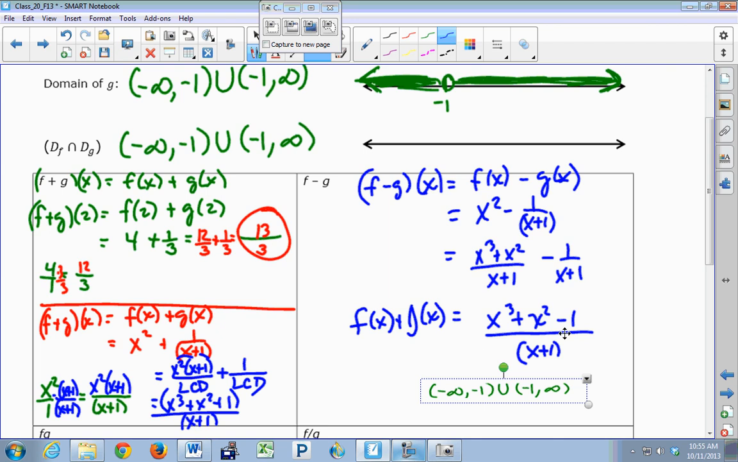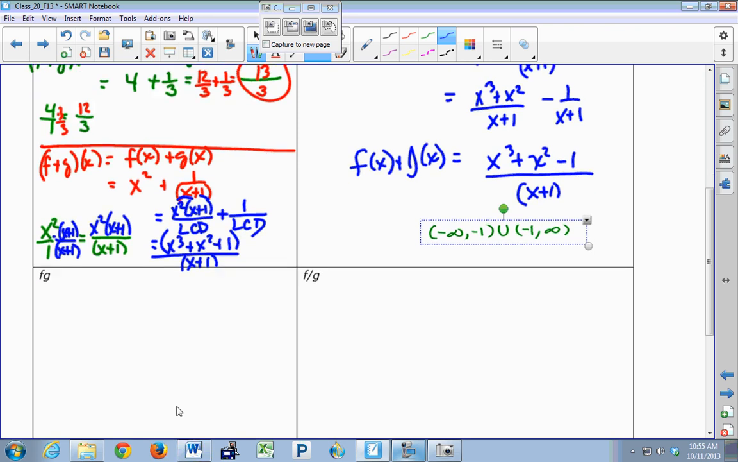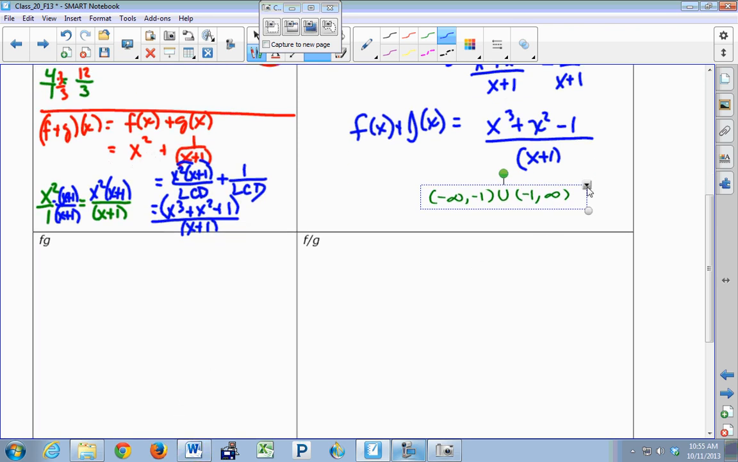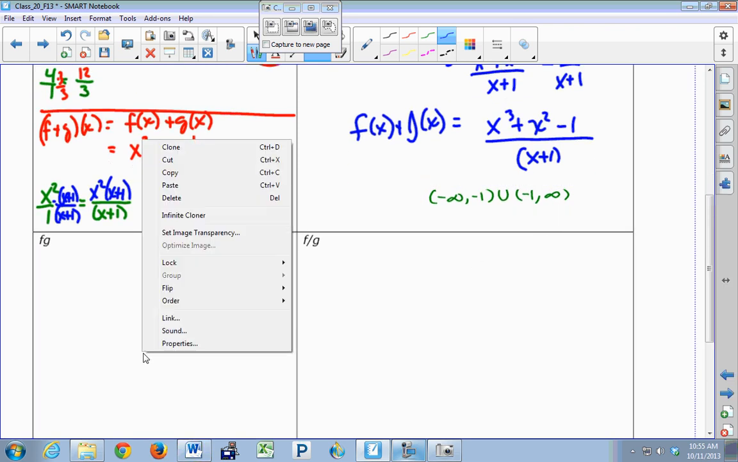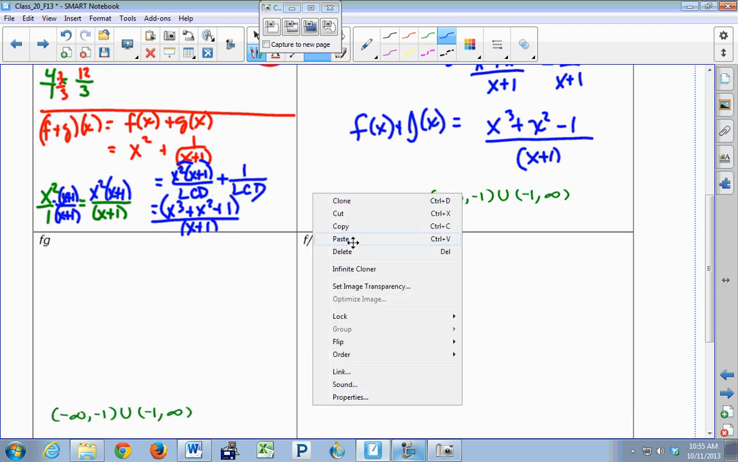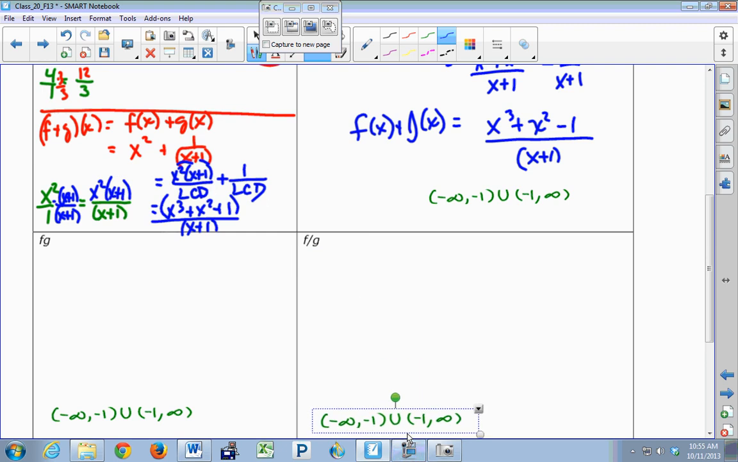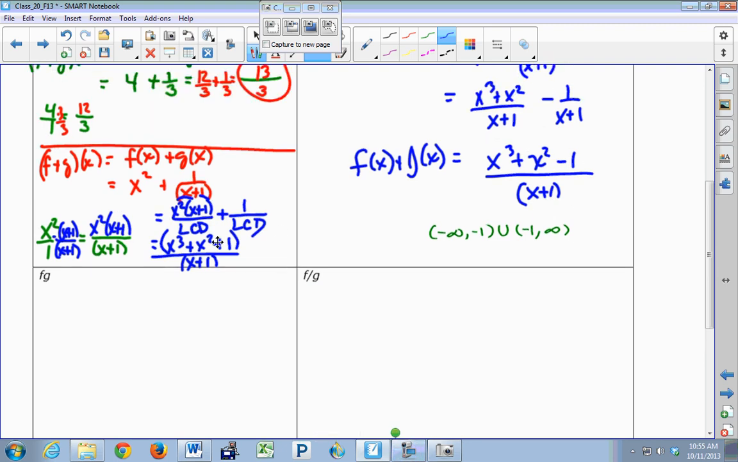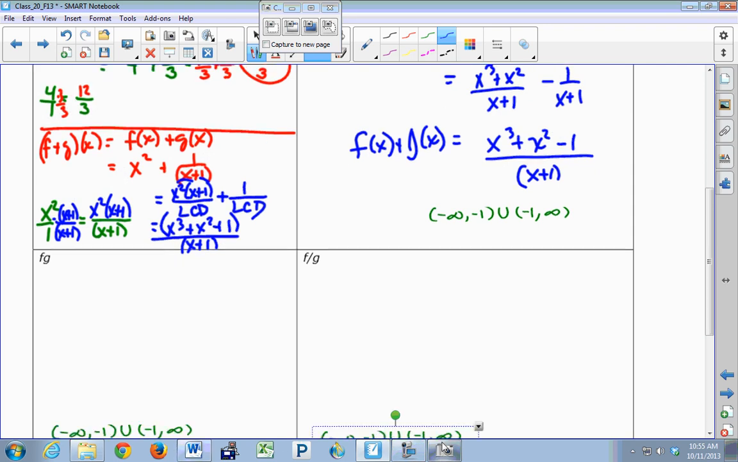We could say, this is true for all x, and this is your domain. Okay, so you could paste that everywhere you go. Copy, paste. Here it is. So you could put it at the beginning or the end. So you can clearly see -1 would make this 0, just like it would make this one 0. So that's the domain for all 4 of these.